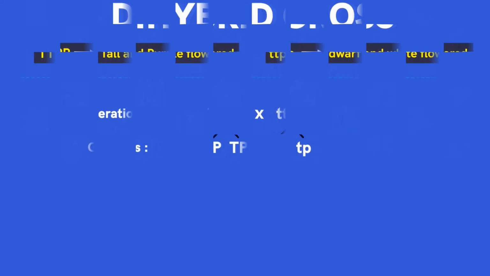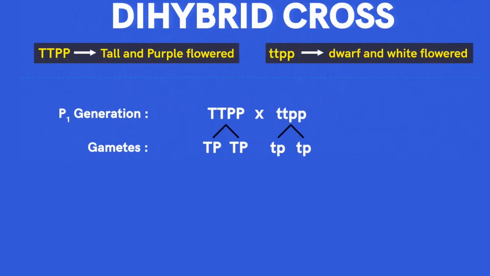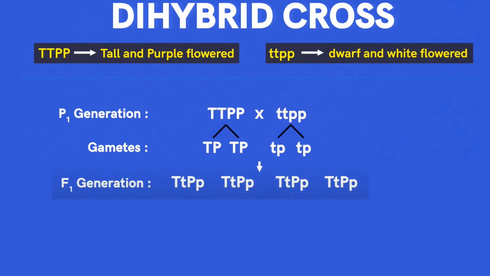So this is how we separate the gametes. And now we are ready for the crossing, and this is how the F1 generation would look.